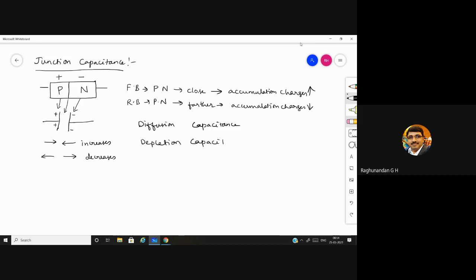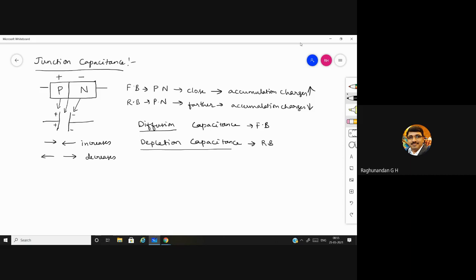So when we consider the diffusion capacitance, as the name itself tells, diffuse means it is going to pass through, it is going to penetrate. When the charges penetrate through the junction whenever it is forward biased. Deplete, so as the name itself tells, depletion. This happens when the diode is reverse biased. Diffusion capacitance is the capacitive behavior exhibited by the PN junction under forward bias condition.